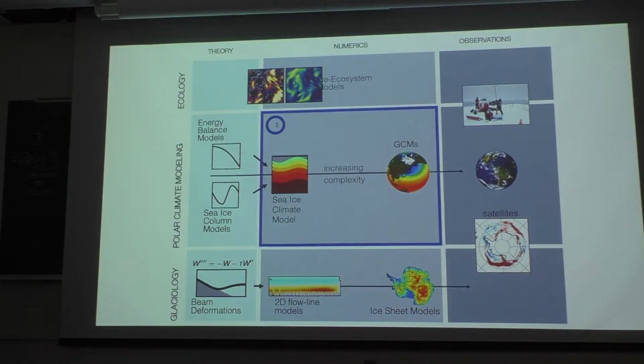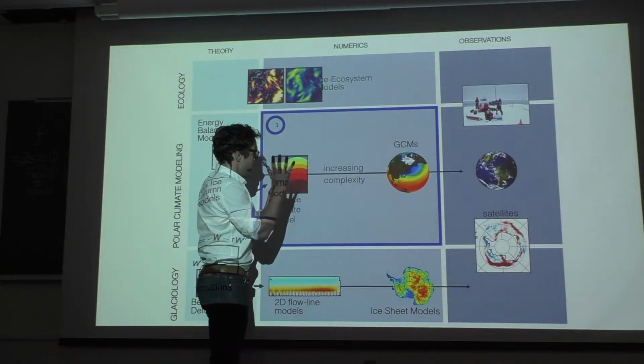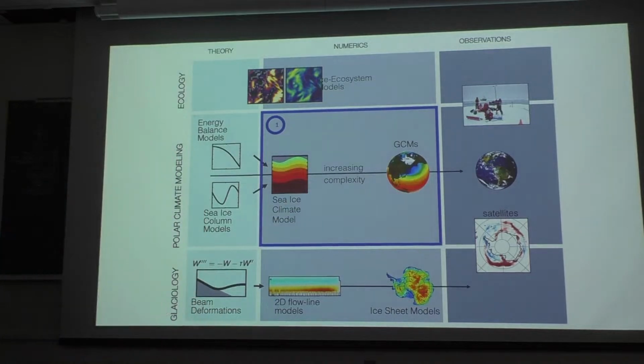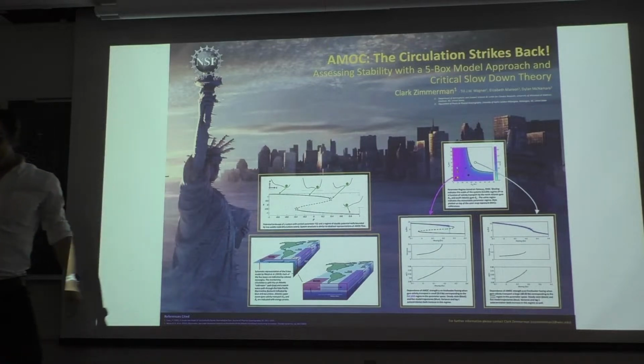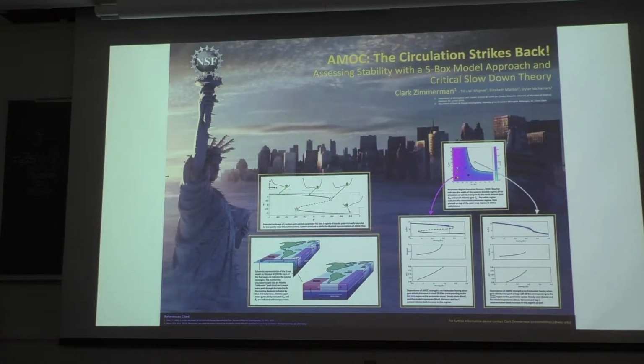Okay, so let me give you one example of how we do this type of modeling approach, because this is very relevant, because we just got funded to work on this, and I have a grad student who's unfortunately not here right now, but Clark came up with the best poster, and that's why I'm showing this. Not just the best poster, but also the best title, AMOC, The Circulation Strikes Back. And I took the liberty of replacing the liberty with the burning flame of the NSF.